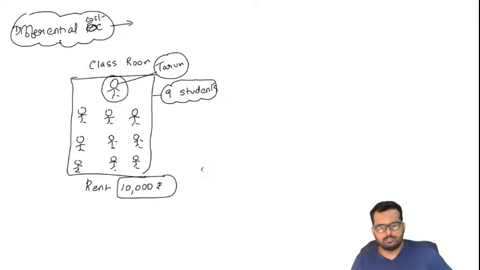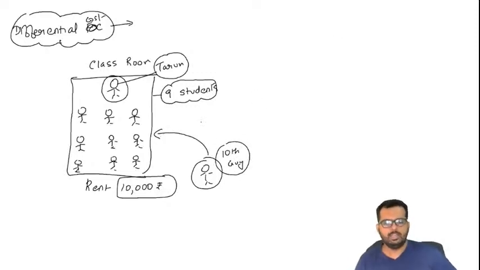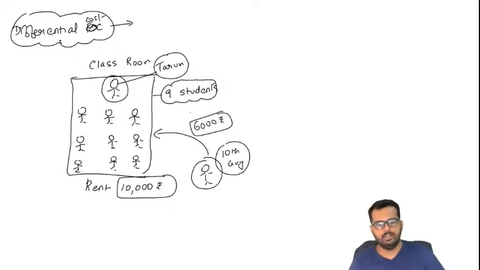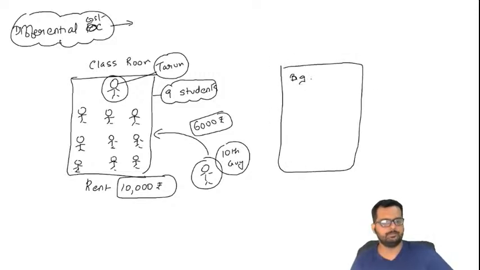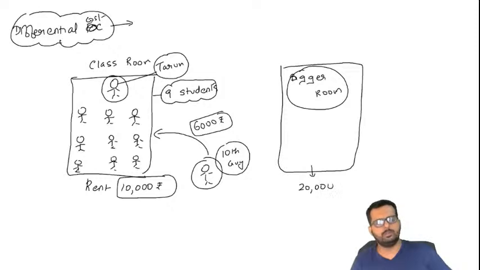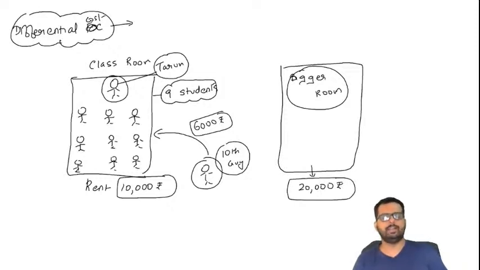Suddenly, one more admission has come. A 10th guy wants to come and join my class. He is willing to pay me a fee of 6,000 rupees for the class, assume. But the problem is there is no space over here even to adjust. If this guy comes and joins my class, I will have to leave this room and take a bigger room. For this bigger room, I will have to pay a rent of, let us say, 20,000 rupees. My question to you is, should I give admission to this guy?